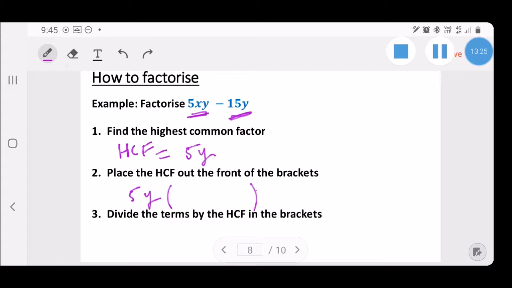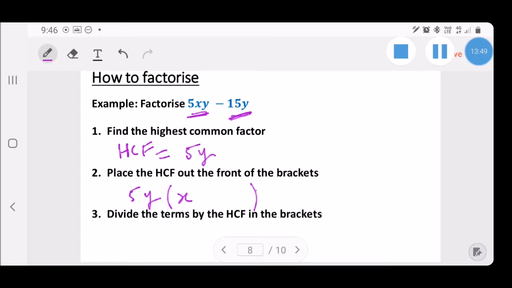What do I need to multiply 5y by to get 5xy? 5y times something will give me 5xy. Well, 5y times x will give me 5xy. So we sort of put the leftovers in the brackets. I call it putting the leftovers in the fridge.